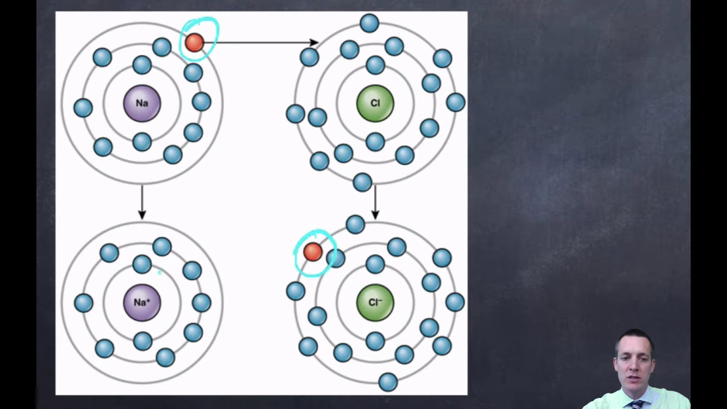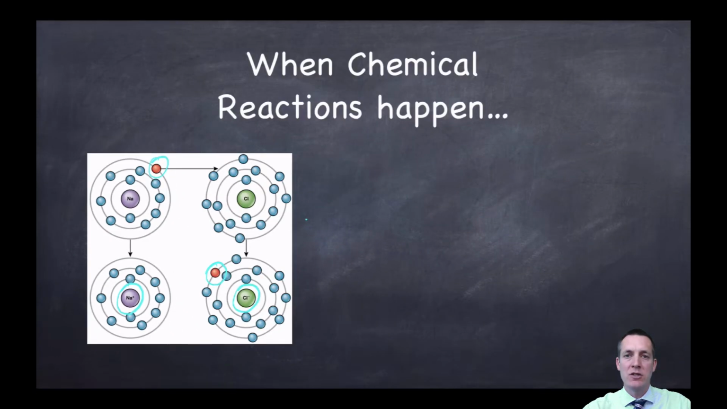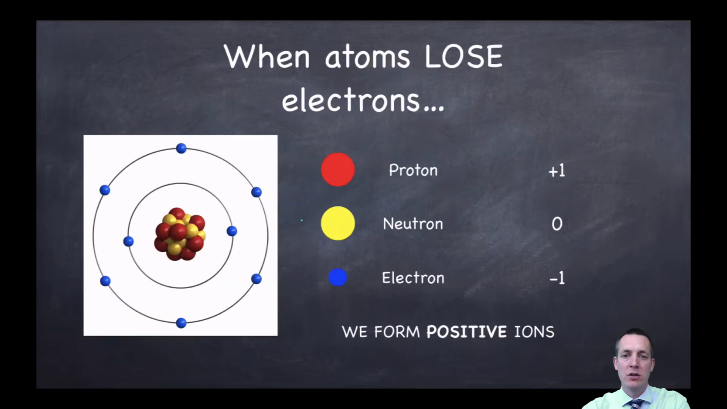And what we can also see maybe here is that the sodium atom has now got a little plus charge next to it. And the chlorine atom appears to have got a little minus charge. Okay, so chemical reactions involve electrons either being gained or lost or shared between atoms. And this is going to result in particles that have an imbalance of charge.